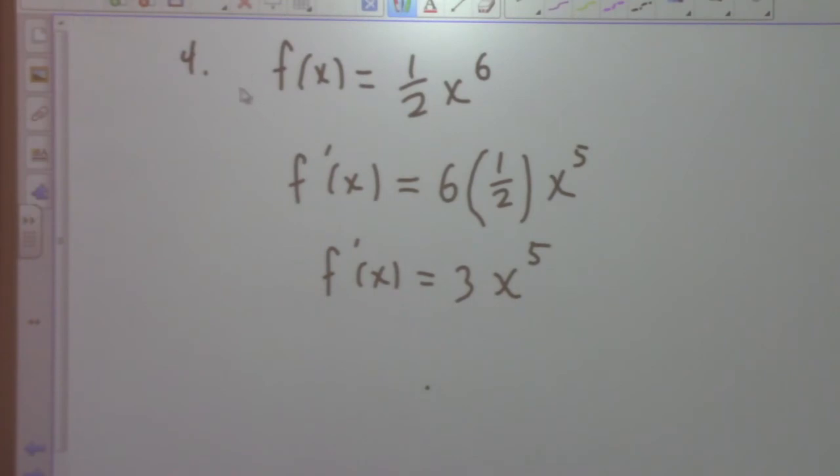Is the first one already solved? Is that like a trick question? The first one's a rule. Oh, the first one? Yeah, it's 0, because the constant is 0.